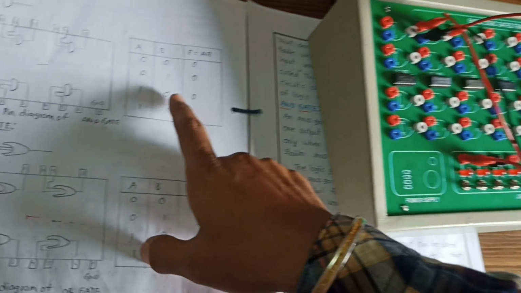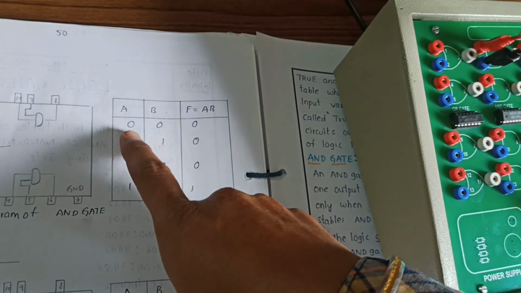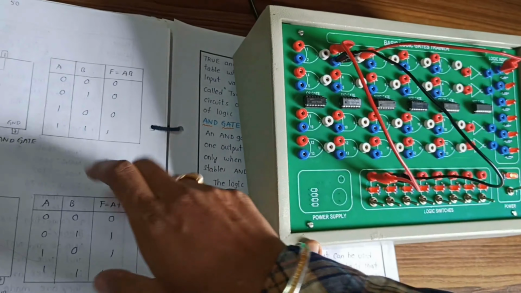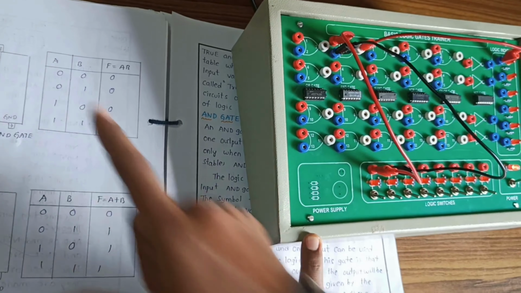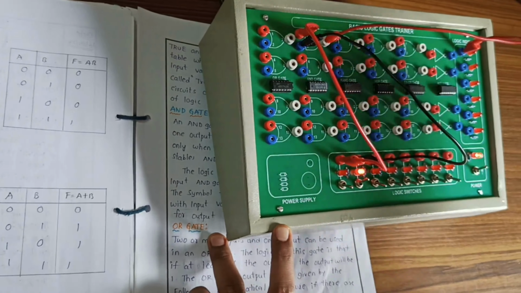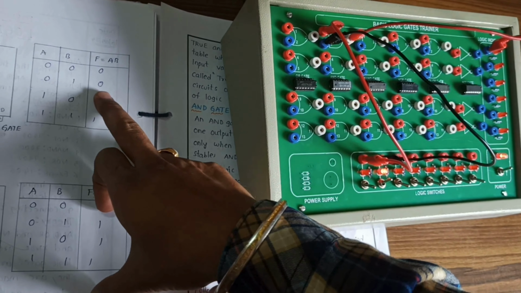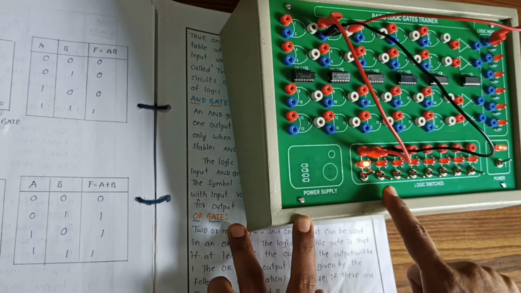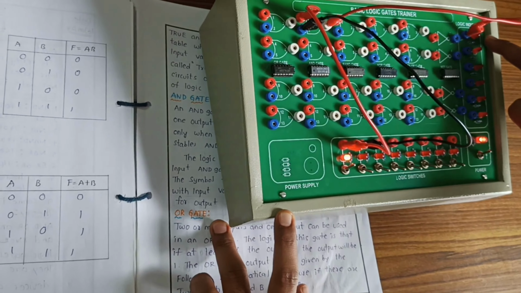Now you can see the truth table. We have to verify this truth table. Both inputs are 0 logic, and the output is also 0. So this is verified. Next, A is 1, so B should be 1. Now B is 1, but the output is not glowing. Here also it is verified. Coming to the next case, A is 1 and B is 0, and the output will not glow.